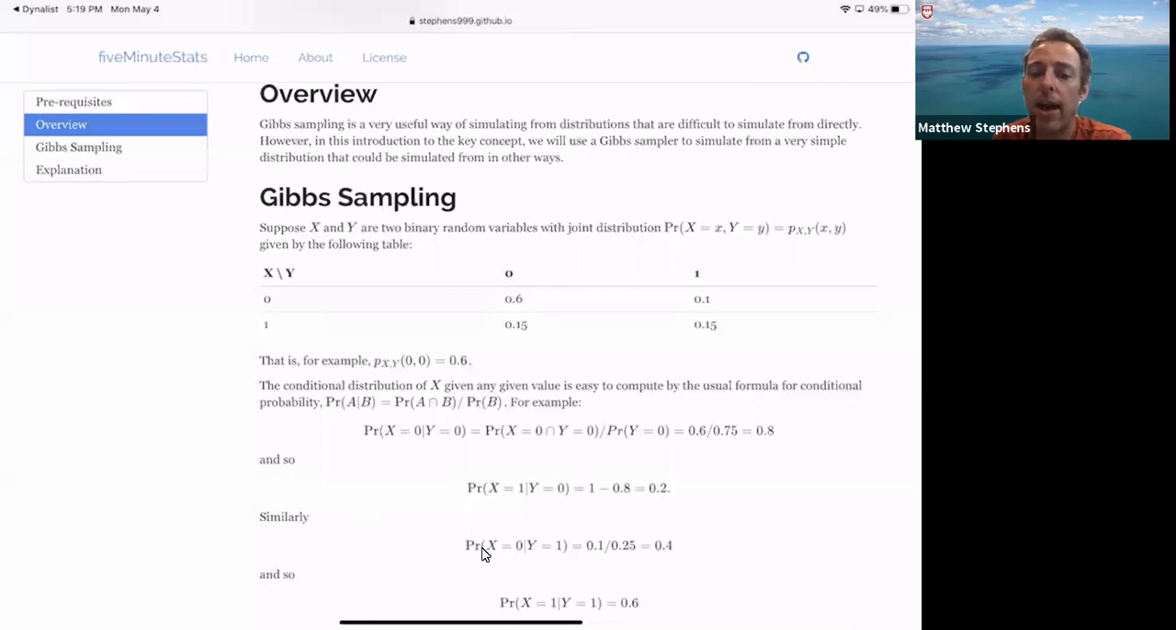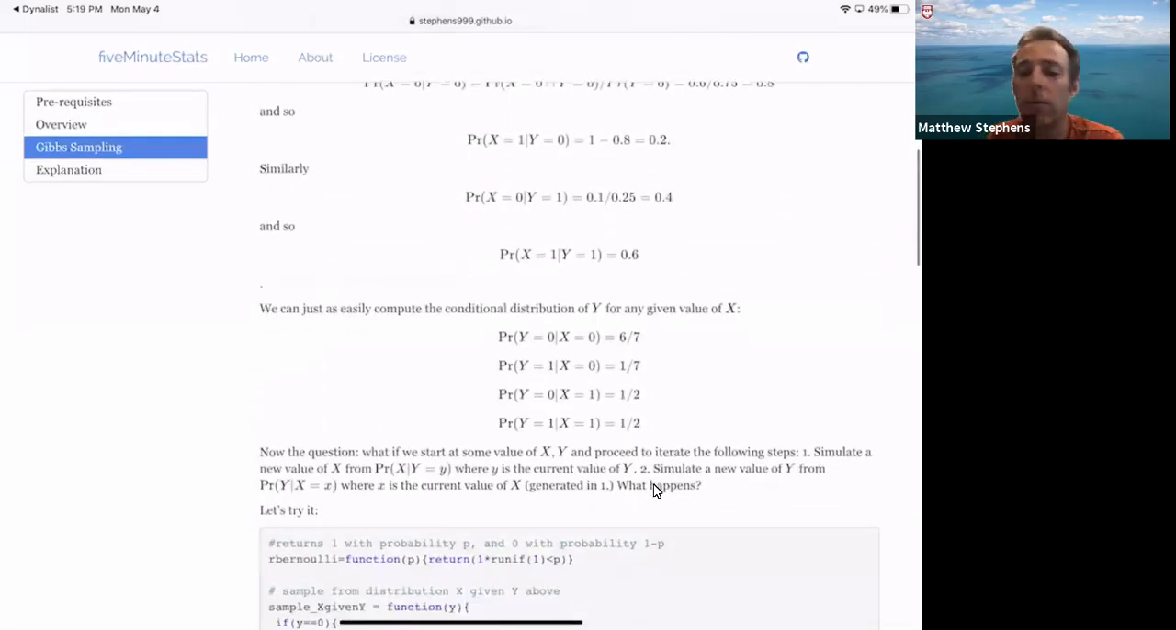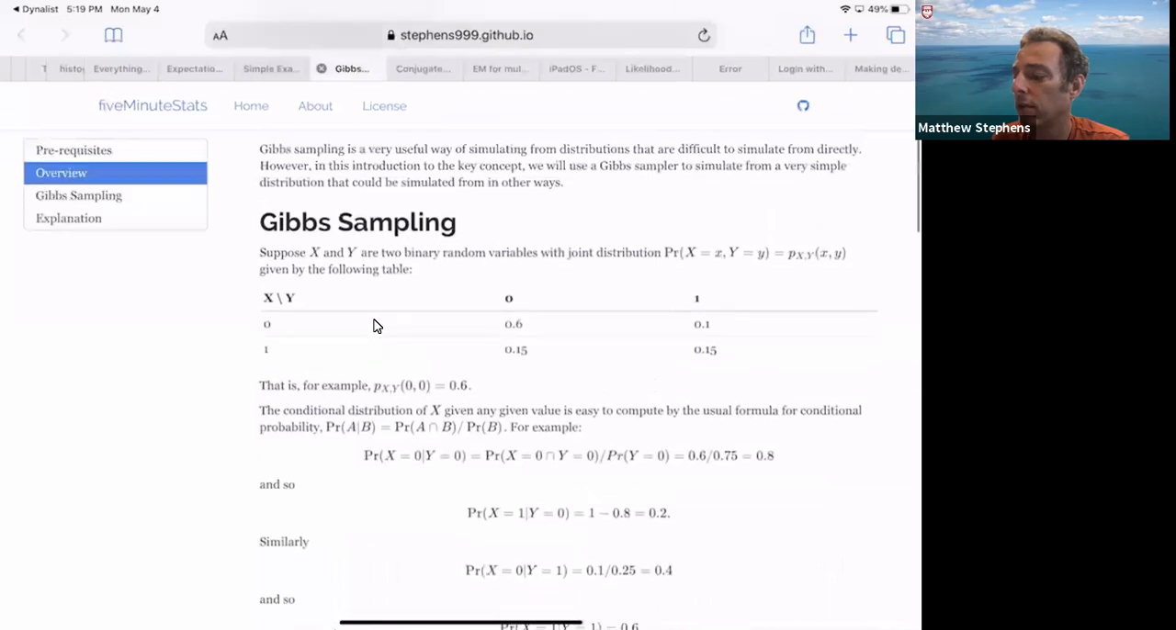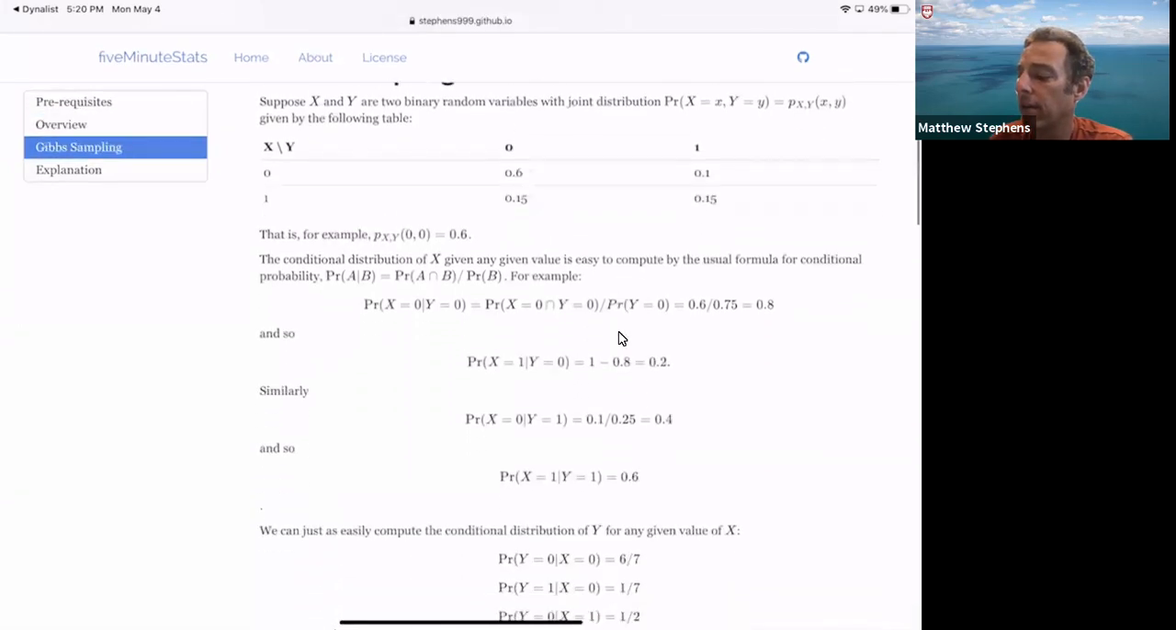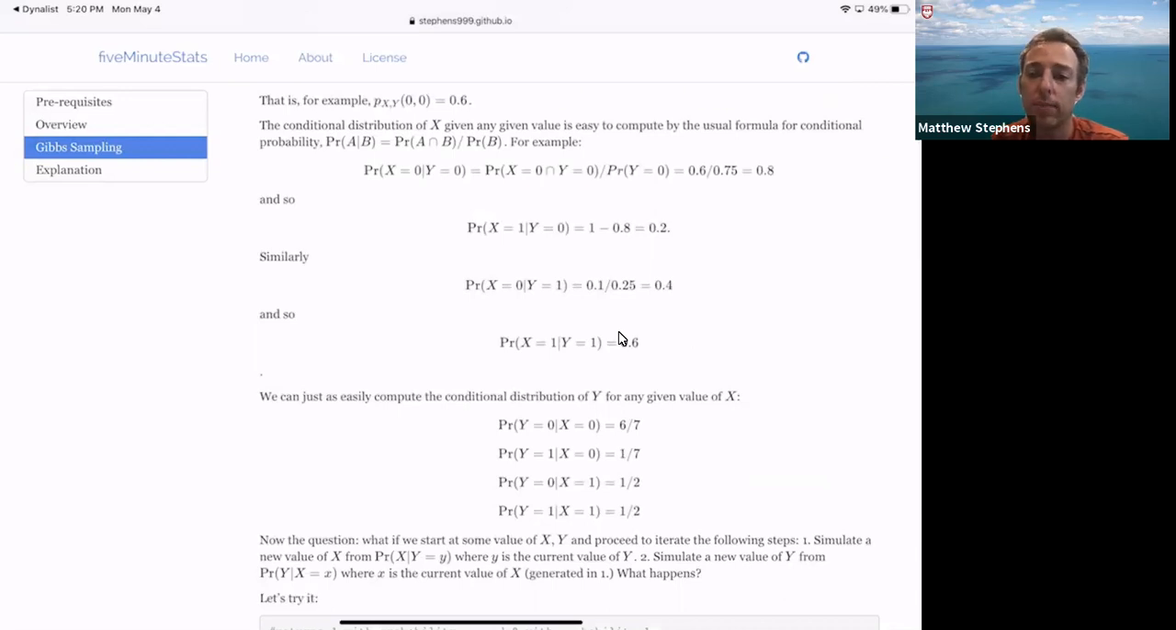And the same way we can compute the conditional probabilities of x given y is 1. And of course, we can also compute the conditional distribution of y given x. Again, this is simply applying Bayes' theorem to compute the probability that y is 0 or 1 given that x is 0, and the probability that y is 0 or 1 given x is 1. So just to say that again, we're given this joint distribution for x and y, and here we've computed the conditionals.